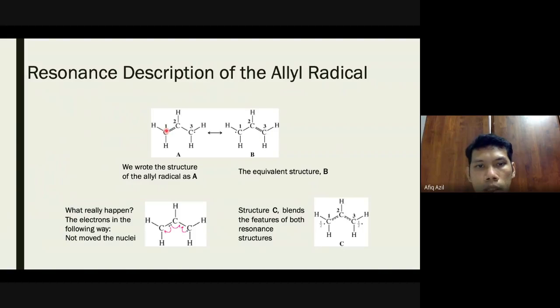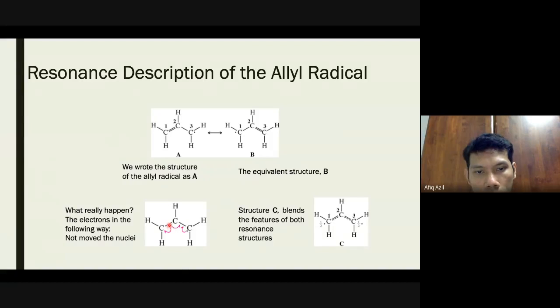Let's say you start this as carbon number 1. Now the radical is at the third carbon, moving to the first carbon. What actually happened in terms of electron movement is that these two electrons actually come from the pi bond, the double bond that is being shared. The one straight line is the sigma bond. Sigma bond is very hard to break, but pi bond is easier to be broken.